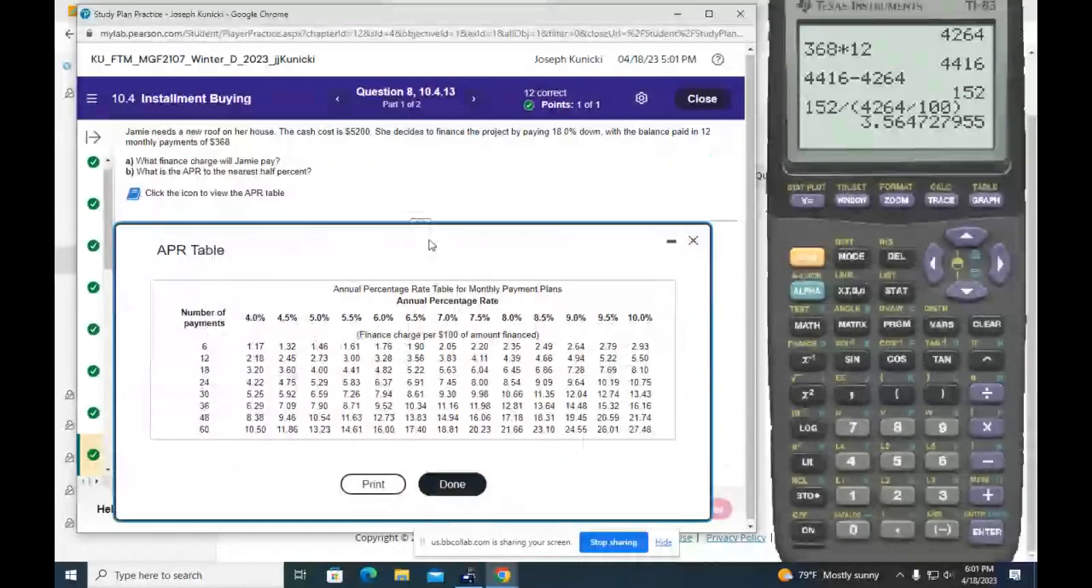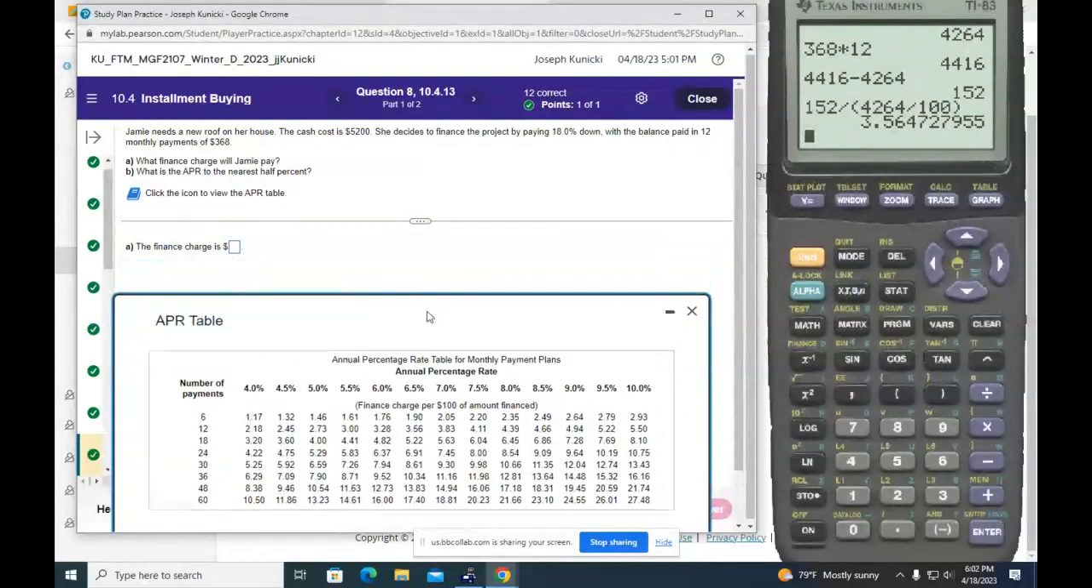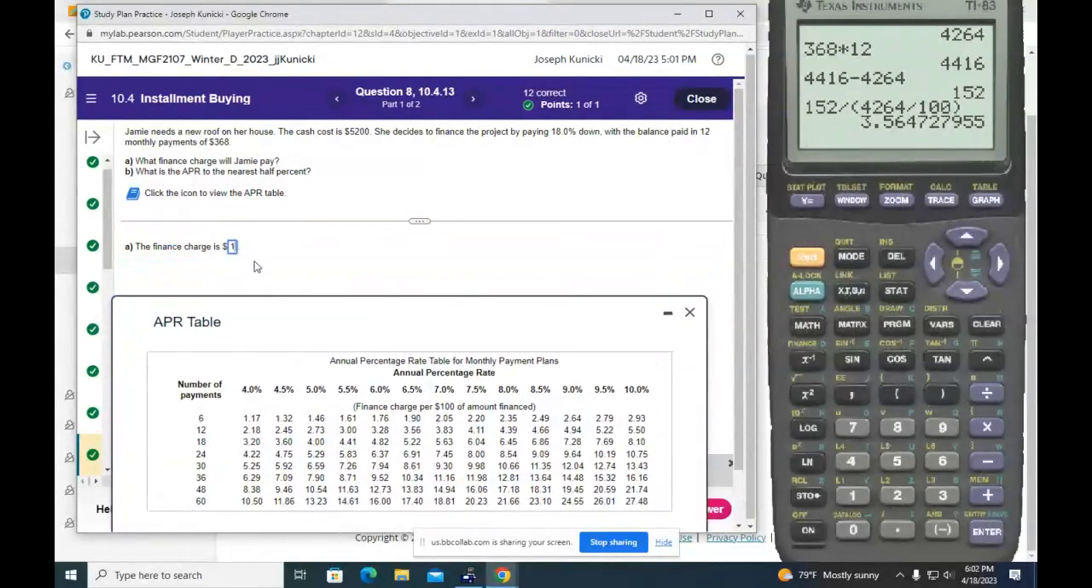So I opened it up here so you can see what I'm going to do. Well, first of all, they want the finance charge. So let me answer that one. 152.